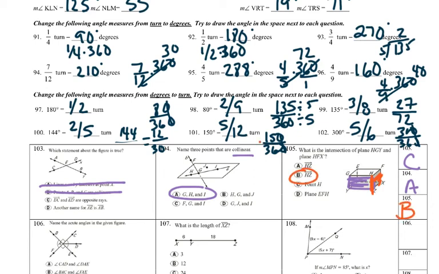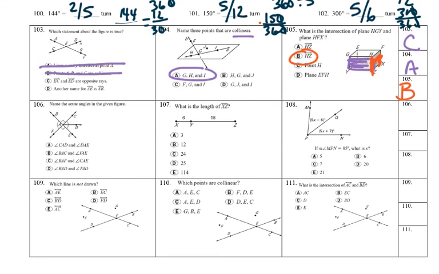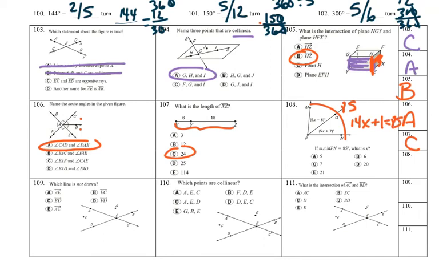The acute angles, the cute little ones, look like CAD and DAE. I would say that's A. The length of XZ just adds those together, so C. If MPN is 85, what's x? So if I add those up, I get 14x plus 1 equals 85. 14x is 86. I made a mistake. It should have been 14x equals 84, subtracting 1 from both sides. So then x is 6.